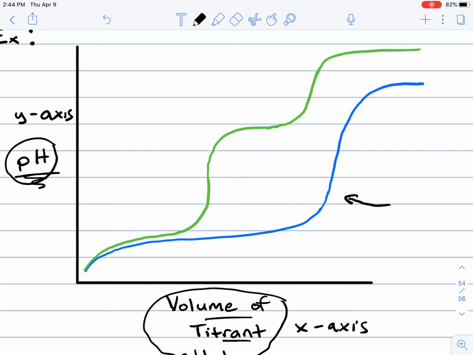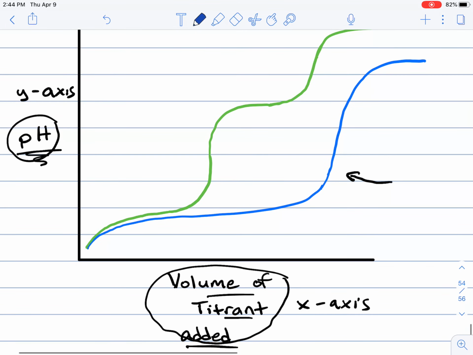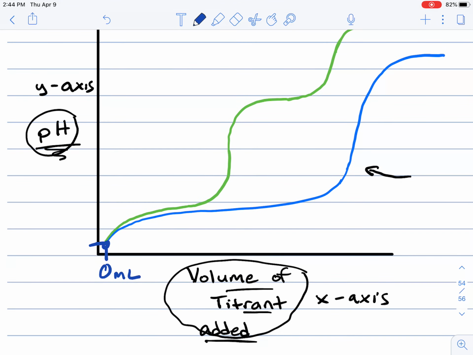And so if you guys are following, maybe I'll do this in a darker blue. If you guys are looking at the left-hand corner, here, let's just say that there's 0 mL of titrant added. The pH of that specific unknown solution is very low. So it looks like the pH is, let's just say, 1. And so this is telling us that the pH of the analyte is 1. So it's very acidic. So we're starting off with a very acidic analyte.